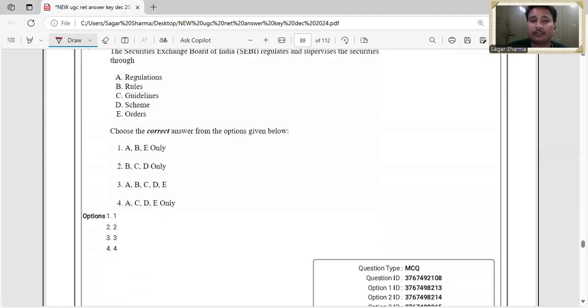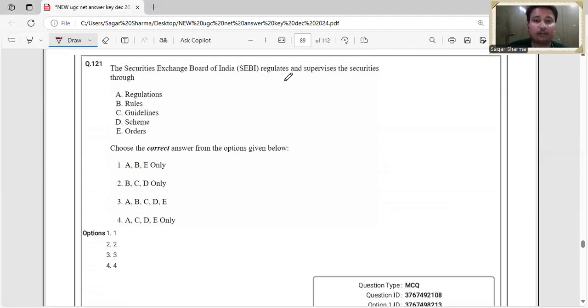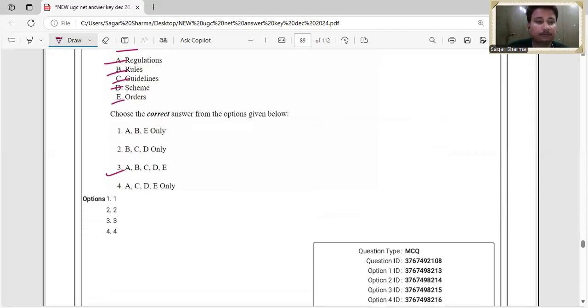121. Securities Exchange Board of India regulates and supervises the securities through regulations, rules, guidelines, schemes, order. All of these should be the correct answer. Very basic question this is. SEBI regulates and supervises the securities through all of these: regulations, rules, guidelines, schemes, order, all of these.